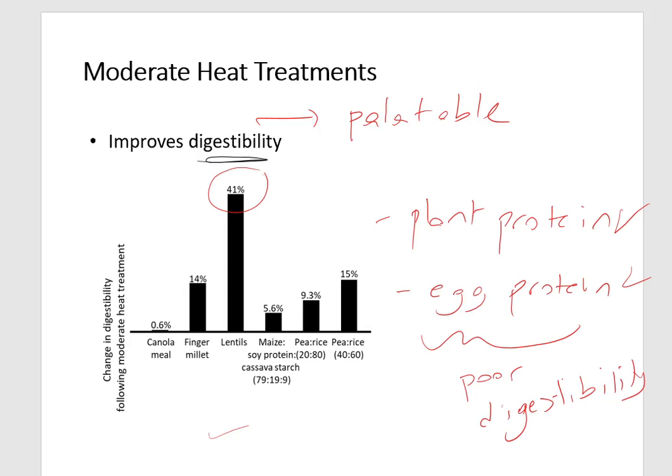The other advantage of this moderate heat treatment is no toxic derivatives are developed. Okay? So we apply heat, we change the structure, but there are no toxic byproducts, no toxic derivatives. So this is an advantage. So let's see the other effects.